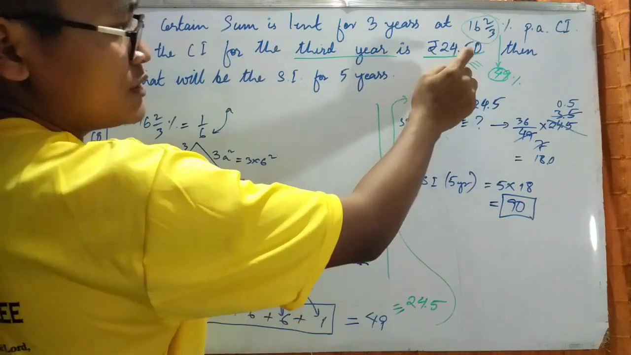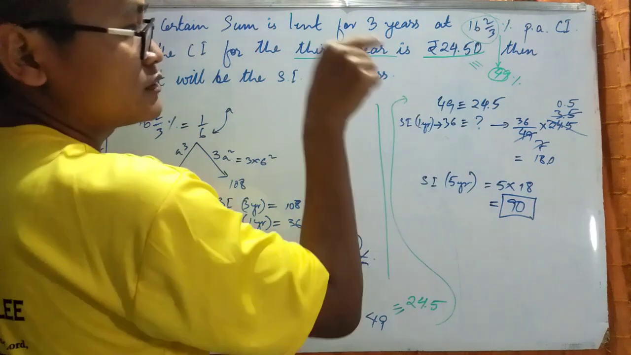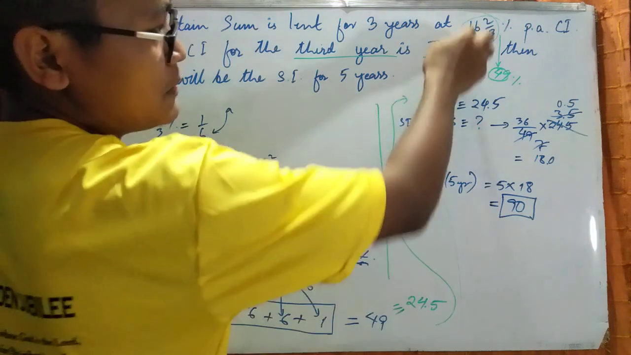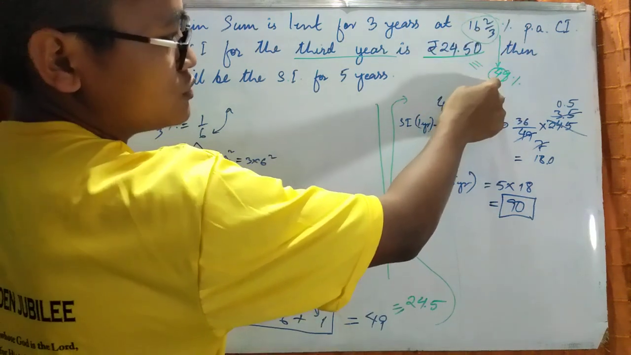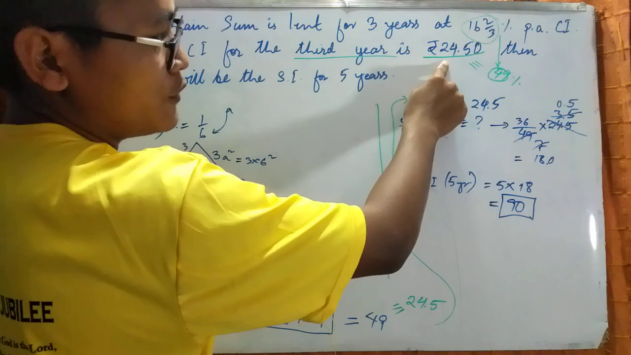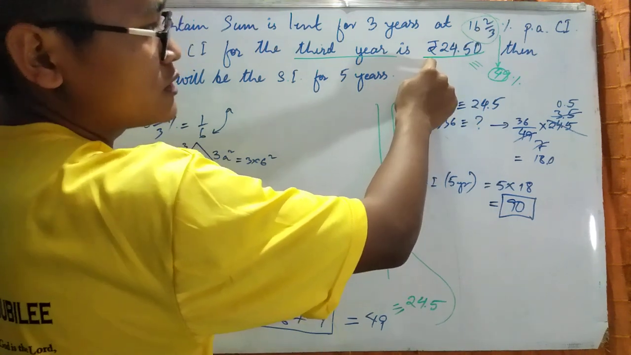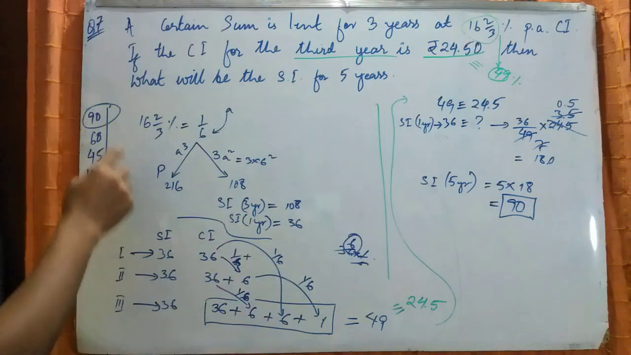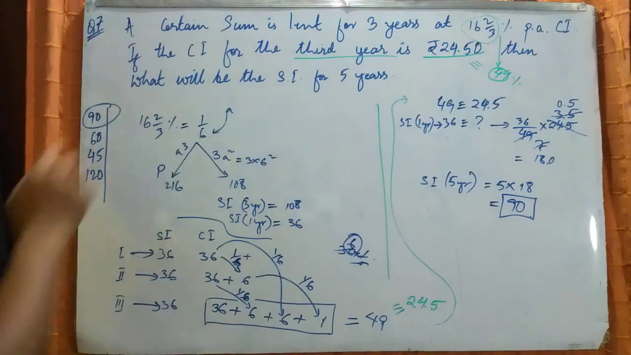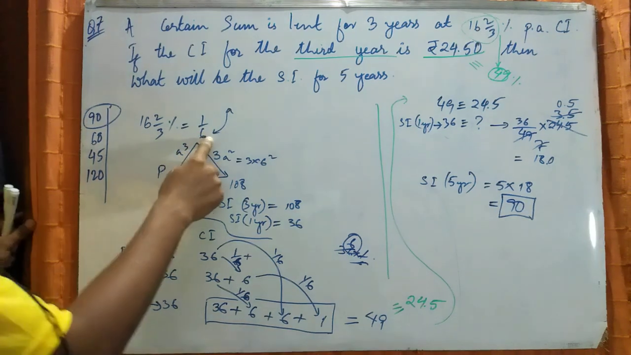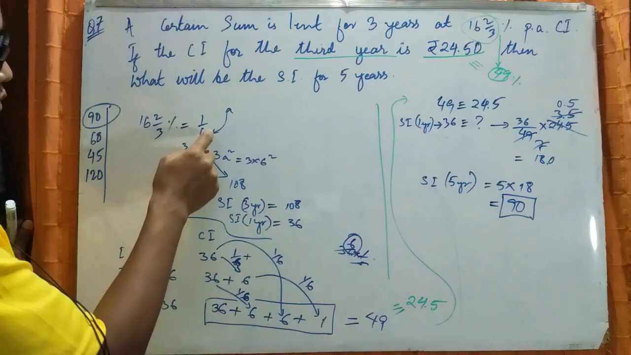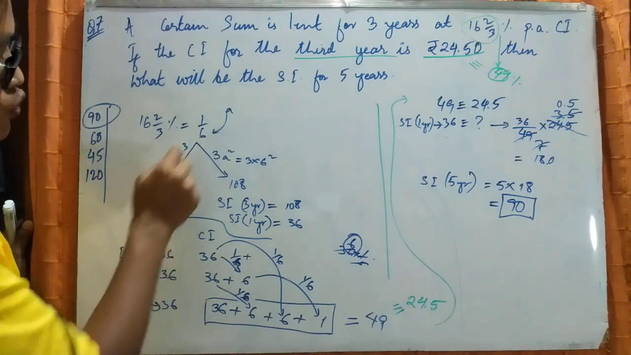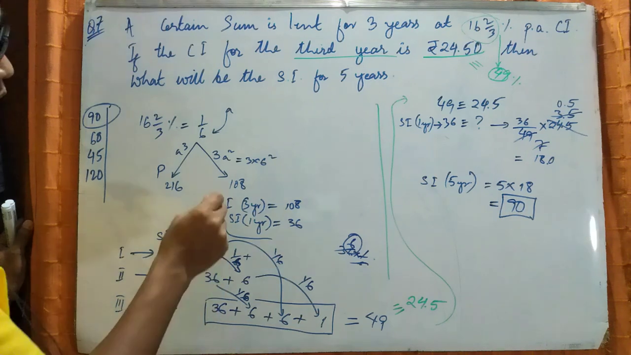This is the compound interest value for the third year. You have to find the percentage value, which will be equivalent to 24.5. In order to find that percentage value, use this rate, 16 2 by 3%, which is equivalent to 1 by 6. According to the formula, the principal is a cube. 6 is the a. A cube is 6 cube, which is 216.